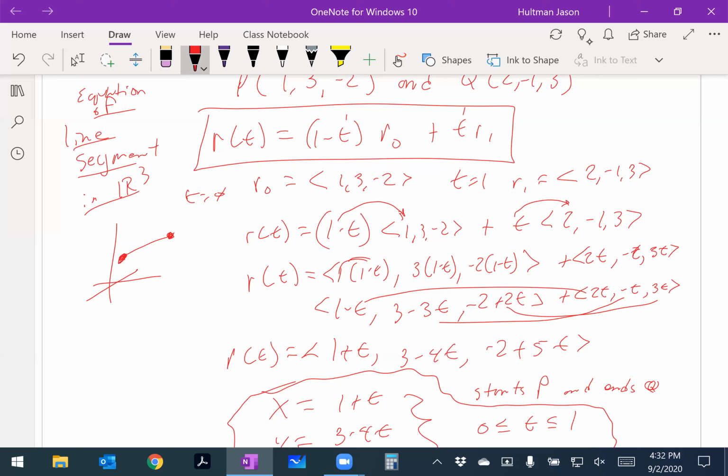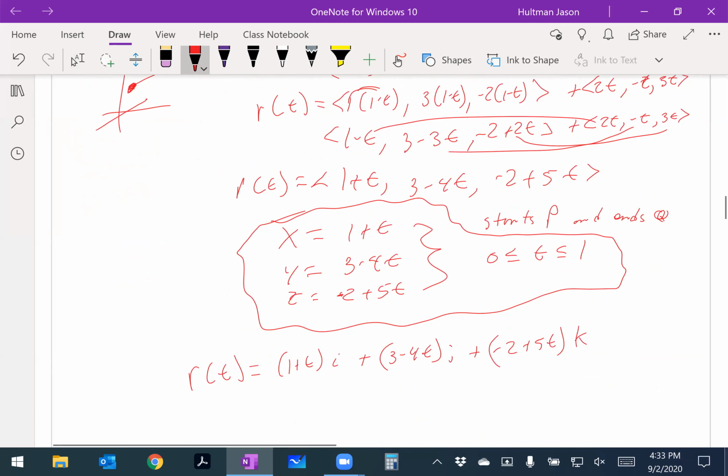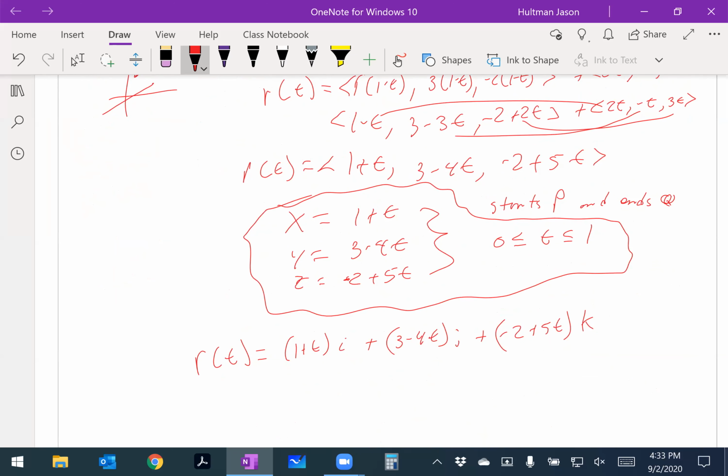Okay, so that's your equation of a line segment in R3, and I'm just simplifying it and saying, hey, this can get simplified to this parametric form or this standard basis form. But again, I have to make sure that I know that it goes from 0 to 1. Otherwise it's not a line segment.